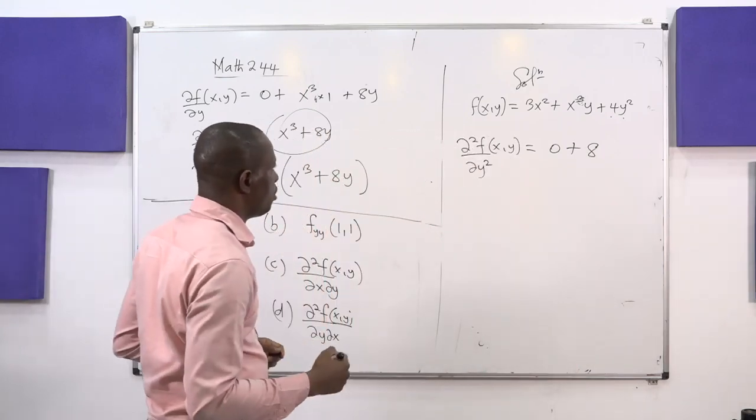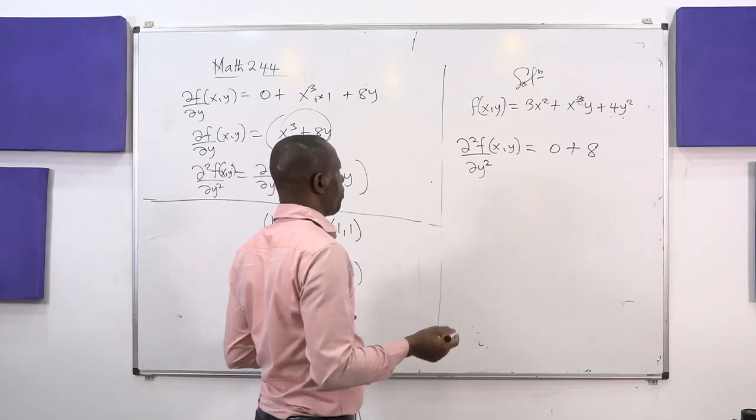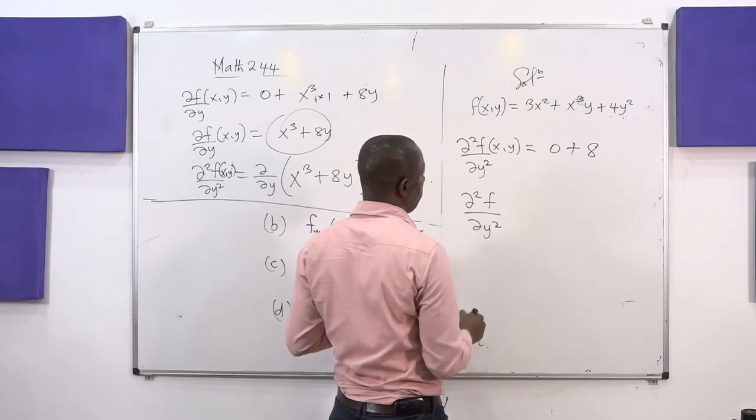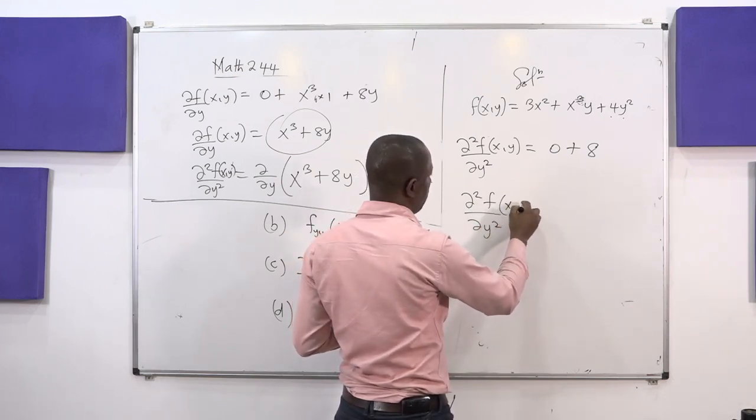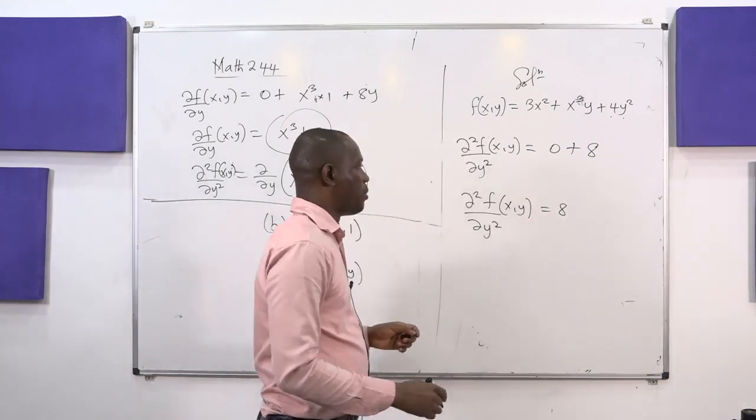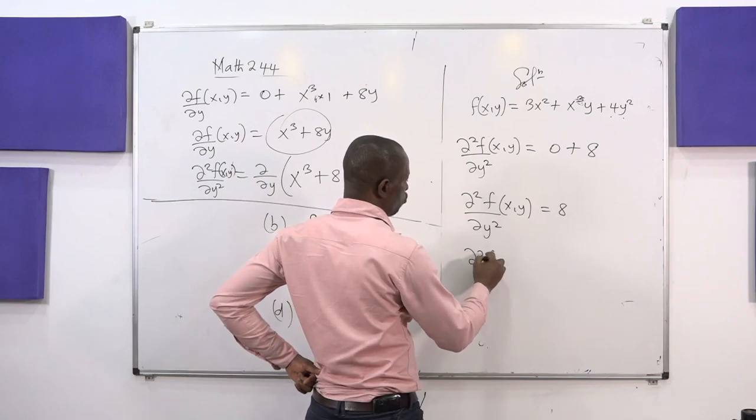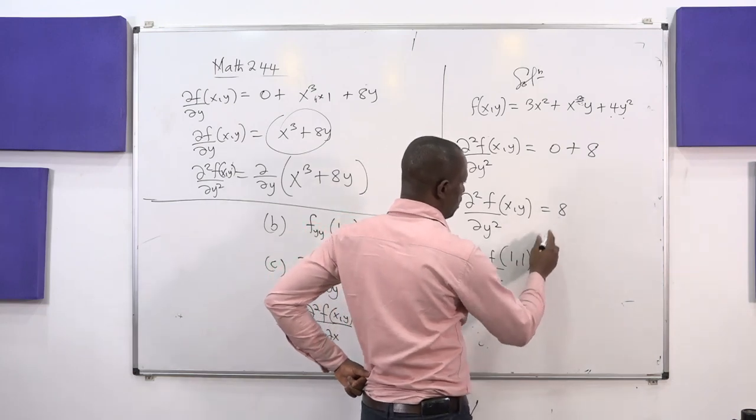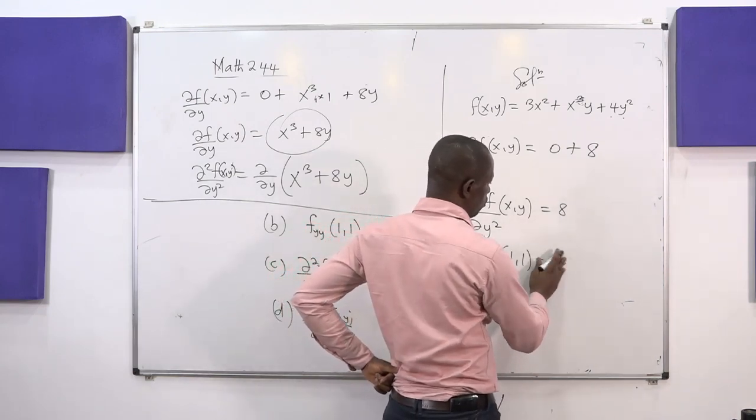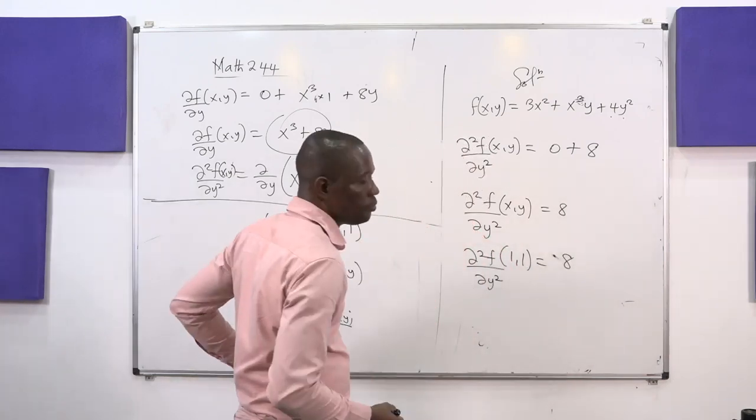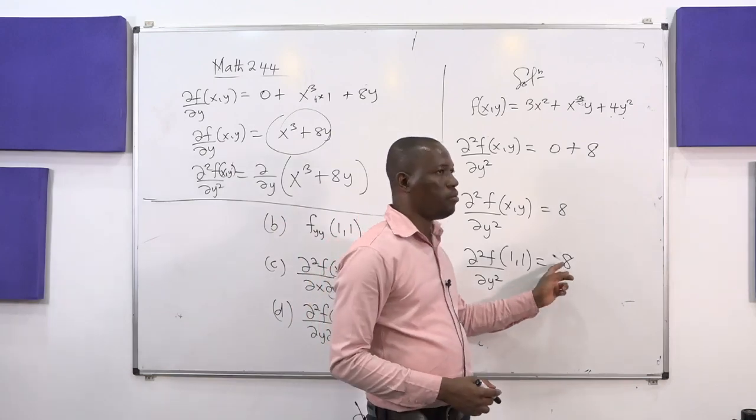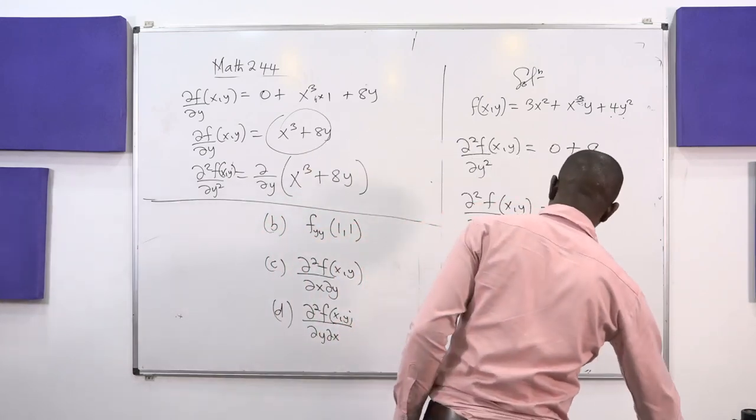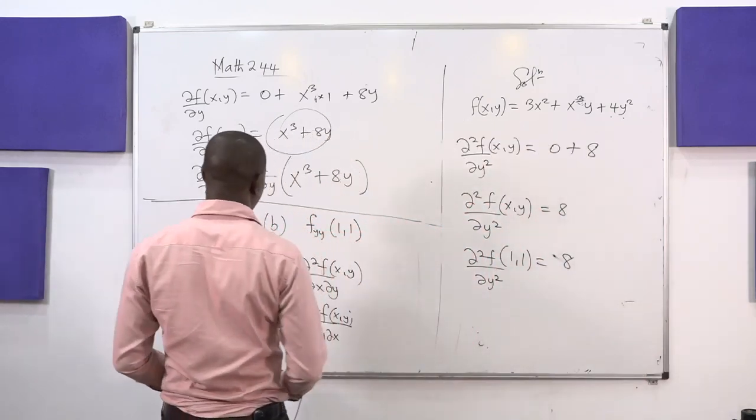So there is no point. So partial squared f with respect to y squared, xy is what? It's 8. So it's independent of a point. So this tells us partial squared f with respect to y squared at 1, 1. Maybe there's no x or y where you should put it. Is it okay? So 8. If there is maybe x or y, then you substitute the values of x and y. Now, let's go to the third one.